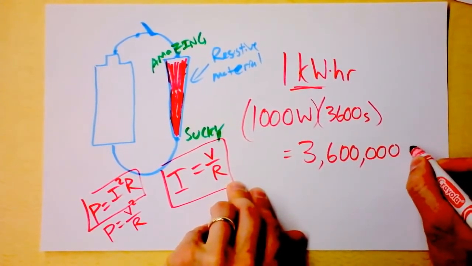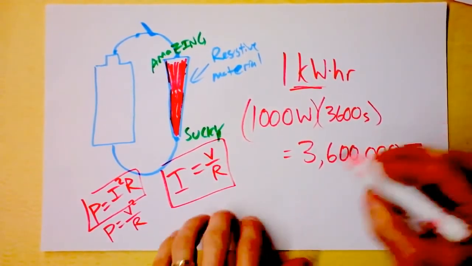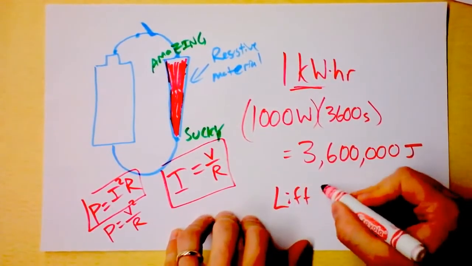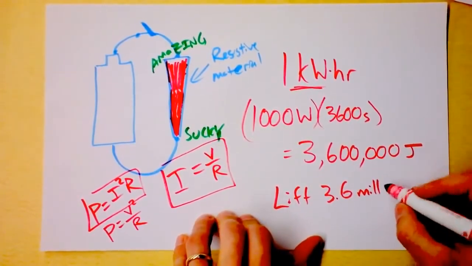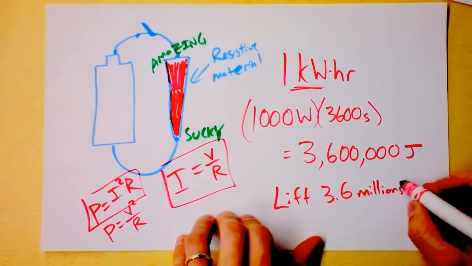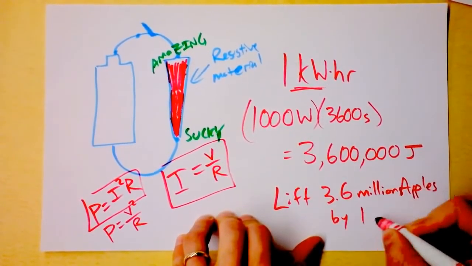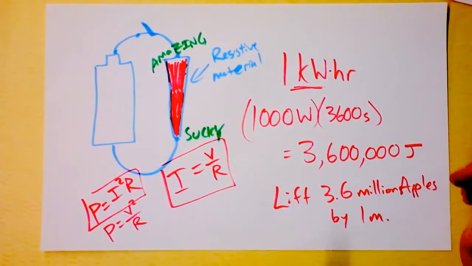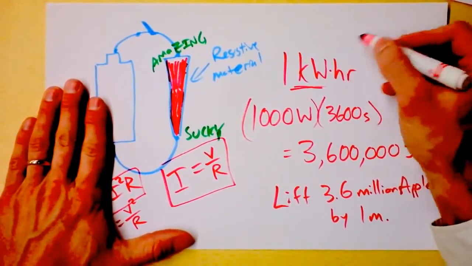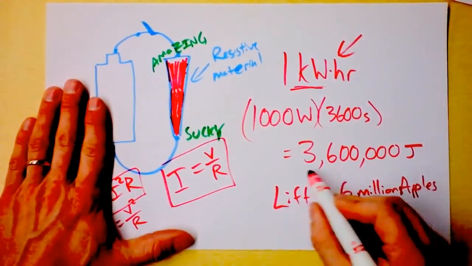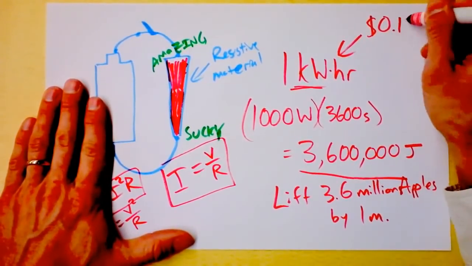You know that a watt times a second is a joule, so we're talking about 3.6 million joules, which is sufficient energy to lift 3.6 million apples, if they're small apples, or 3.6 mega apples, by 1 meter. Now, the beautiful thing about electricity in the United States, especially in the central United States, is that this amount of energy will cost me a dime, 10 cents.